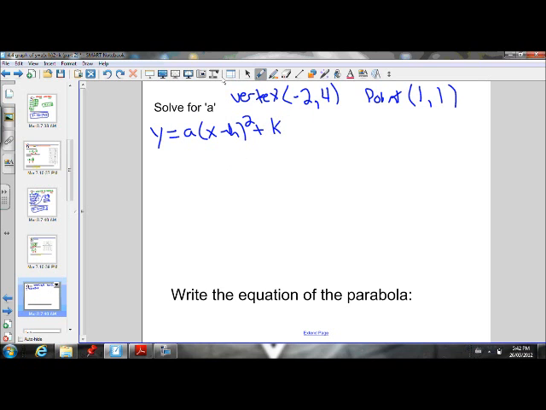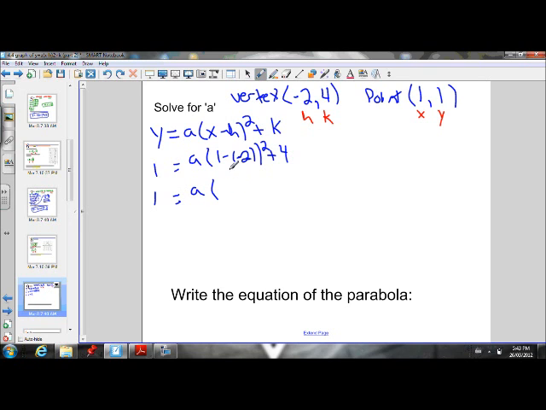Plug in all our values. So this is our h and k. This is our x and y. Plug in all of those values, and we get 1 is equal to a times our x value, which is 1, minus our h, which is -2, so minus -2, squared, plus 4, our k value. Let's simplify.